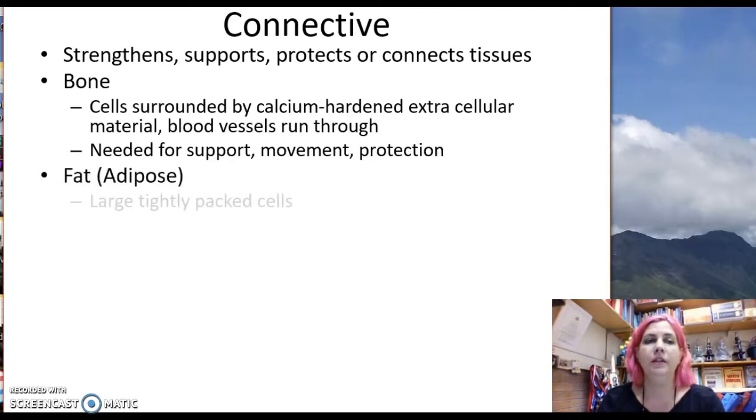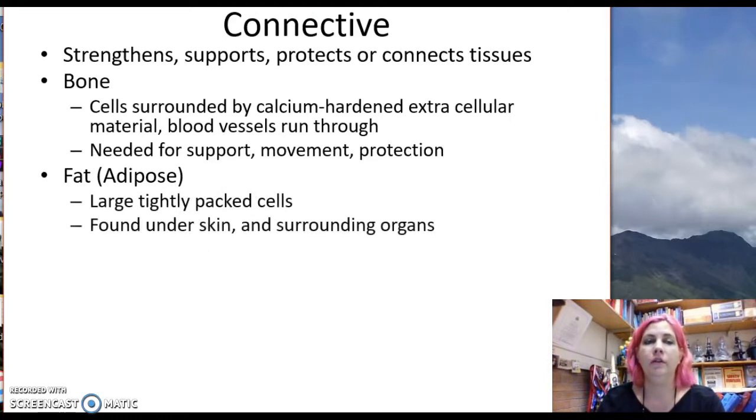So adipose, or fat tissue, is large, tightly packed cells. They're found under the skin and surrounding organs, and they are very useful for, one, energy storage. So if you go a long time without eating, if you fast for some reason, your body will actually start to use the fat tissue that you have stored, because the fat tissue is very well packaged energy.